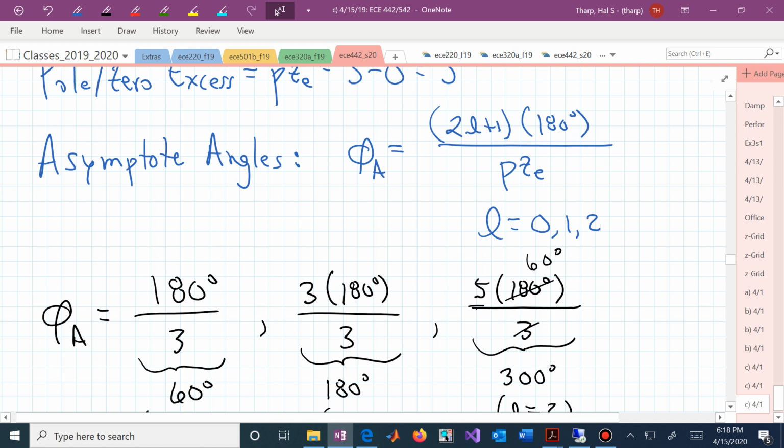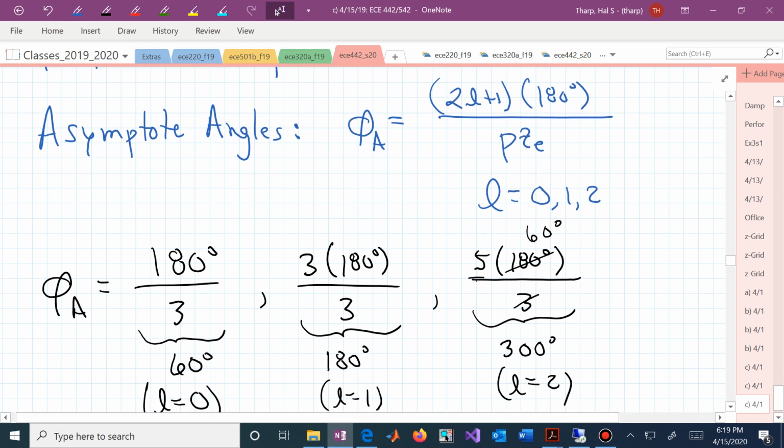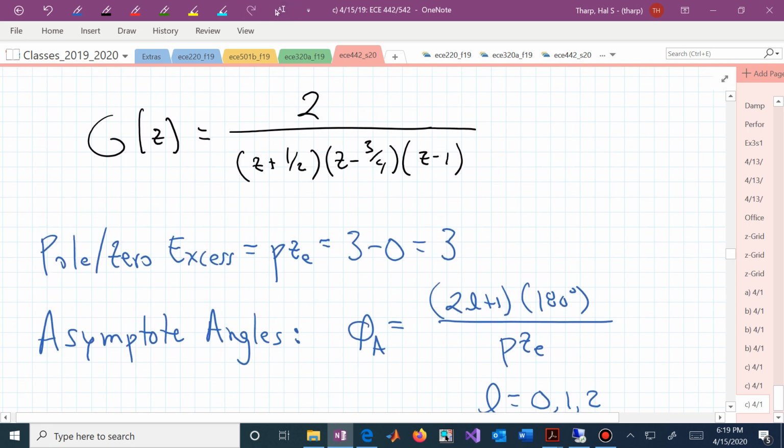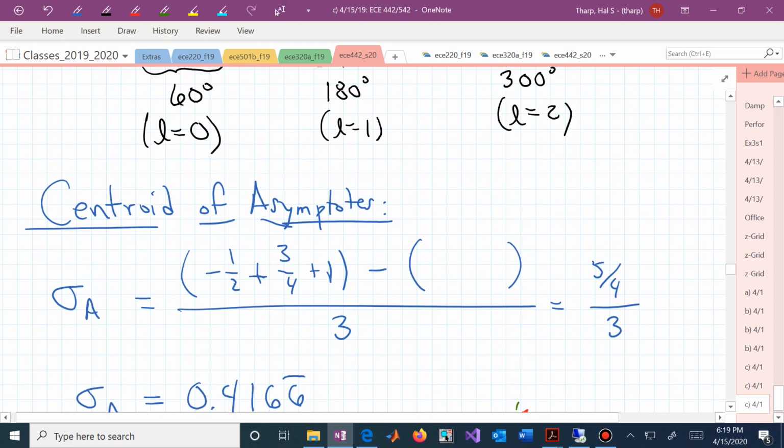degrees. When little l is equal to 1, we now have 3 scaling 180 divided by 3, or that becomes 180. And finally, we have 180 divided by 3 times 2 times 2 plus 1, or 5. Now we have effectively 60, the fundamental angle, times 5, which is 300 degrees. Our asymptote angles are 60, 180, and 300, and those angles are centered at a point determined by the centroid.